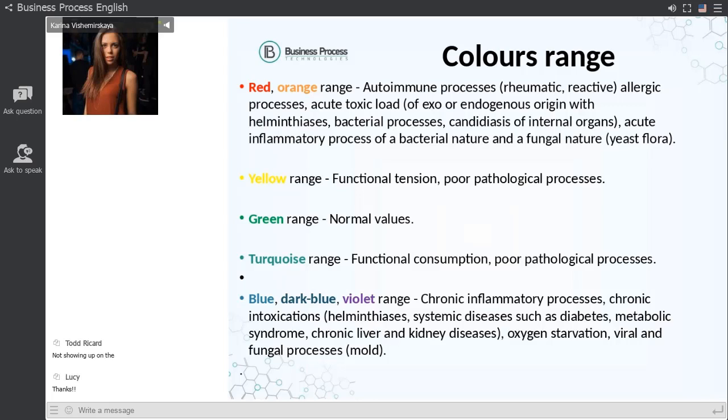So blue, dark blue, and violet range tells us about chronic processes. If it's inflammation, it's a chronic inflammatory process. Chronic intoxication by helminths, and diseases such as diabetes can show a lot of blue color, and cancer as well, chronic liver and kidney diseases, different metabolic syndromes. Also, we can talk about oxygen starvation. If the color is blue, dark blue, or violet, we talk about oxygen starvation, and viral and fungal processes mode.